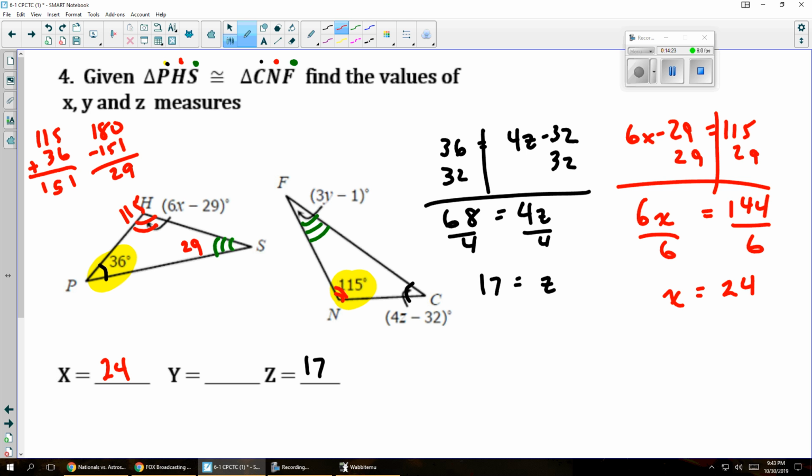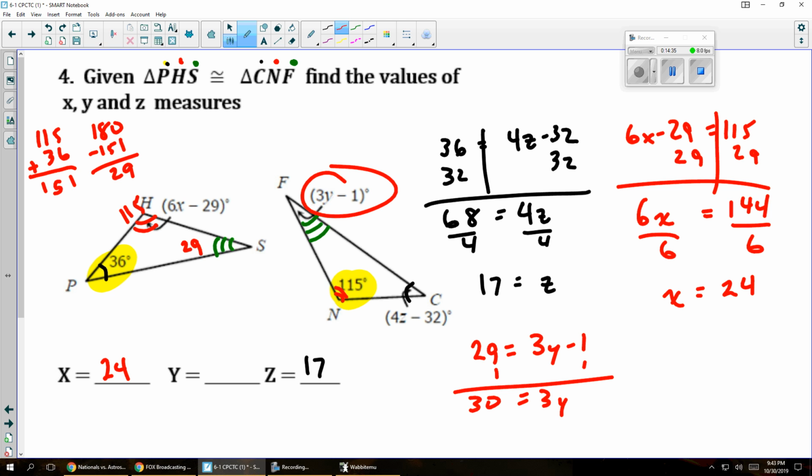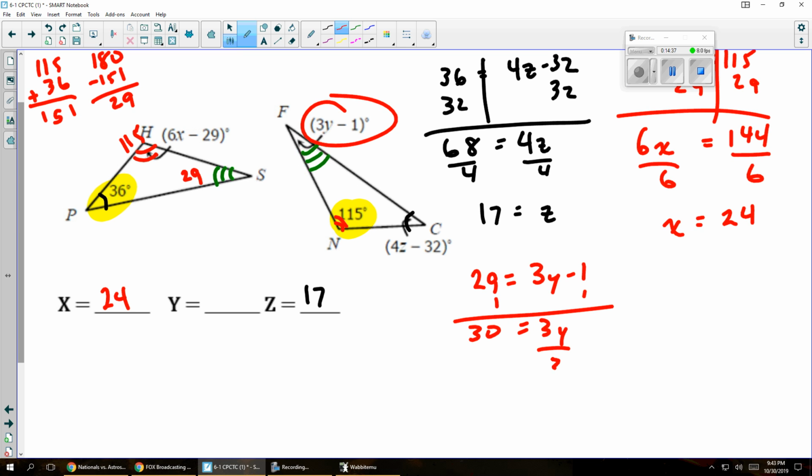So 29 must equal 3y minus 1. Add 1 to each side. 30 equals 3y. So y equals 10.